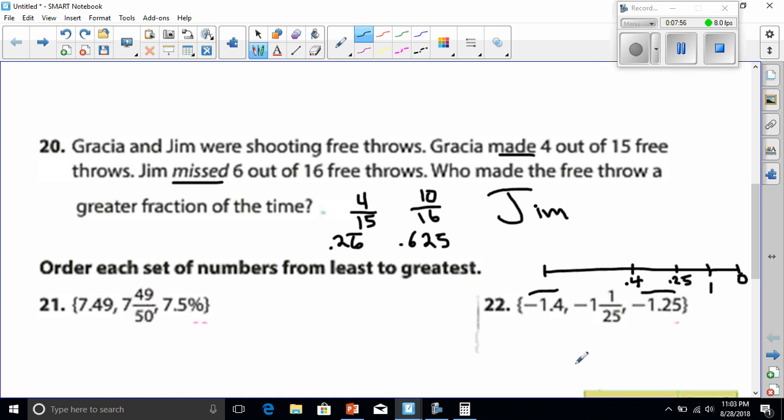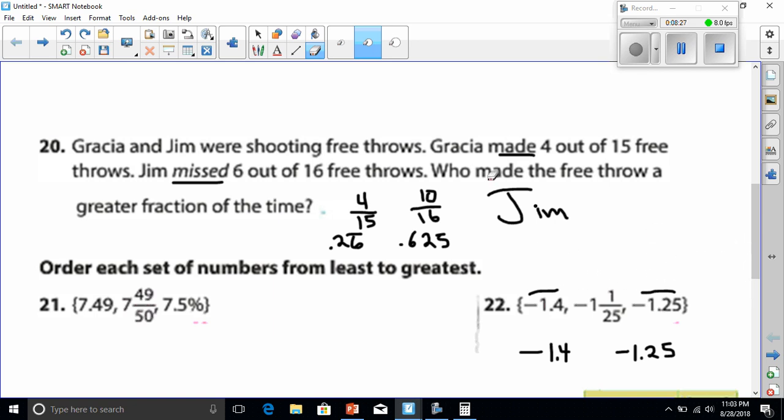All right? So it says from least to greatest. Right now, negative 1.25 is going to be greater than negative 1.4. But we still have one number left in the running here. And that one is negative 1 and 1 over 25. So let's try that out.